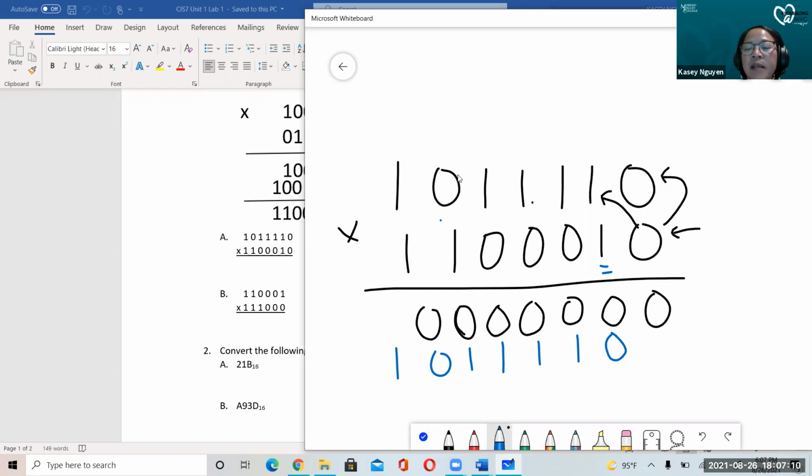Then we are now at the 0. You can simply say 0 multiplied by anything is going to be 0. So 1, 2, 3, 4. 0, 0 times 1 is 0. 0 here, another 0, another 0, 6 and 7.